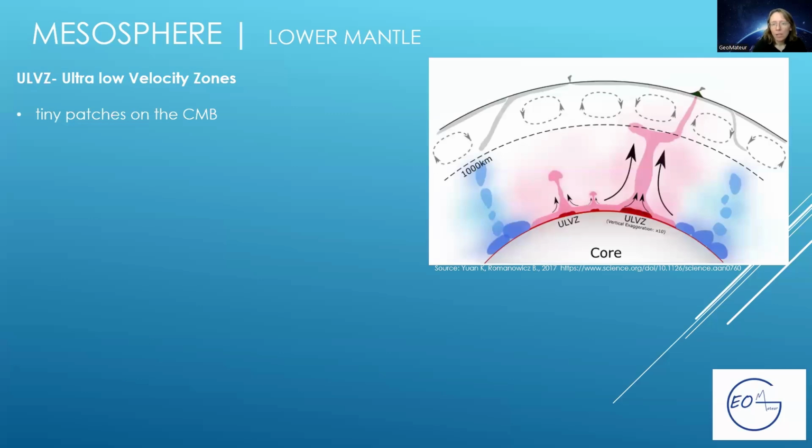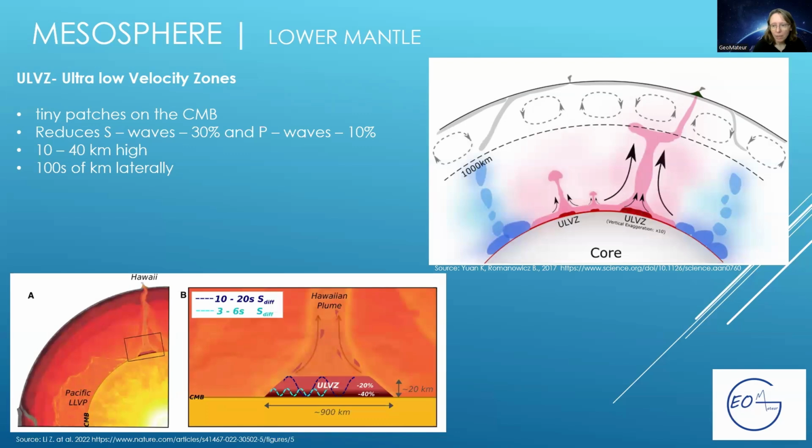Ultra low velocity zones are tiny patches on the core mantle boundary that reduce S waves and P waves. We talk about seismic waves in part two, so please watch part one. They reduce S waves and P waves by 30 and 10% respectively. They are small, 10 to 40 kilometers high and hundreds of kilometers laterally. An example of that is, for example, the Hawaiian plume.